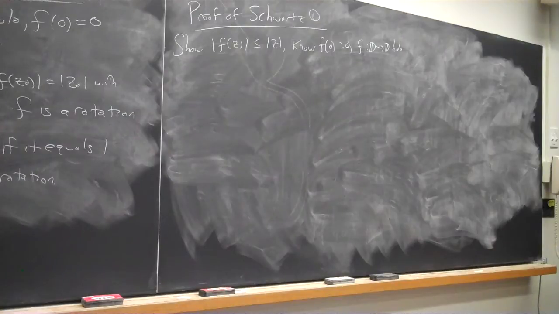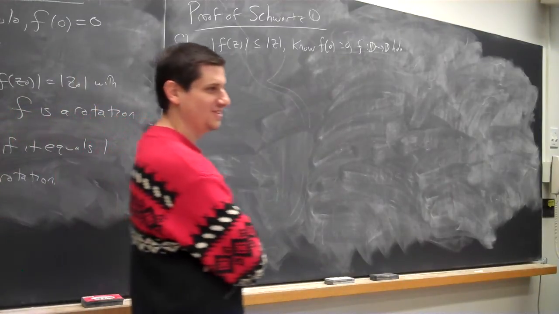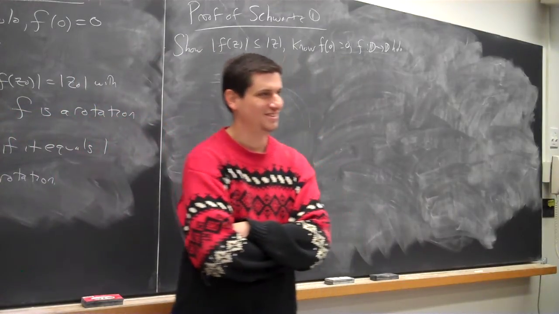Alright, who are my physicists? What are you not allowed to do in physics? Well, I'm sorry, what are you allowed to do in physics that you can't do in math without justification? Divide by 0. So that's a hint.